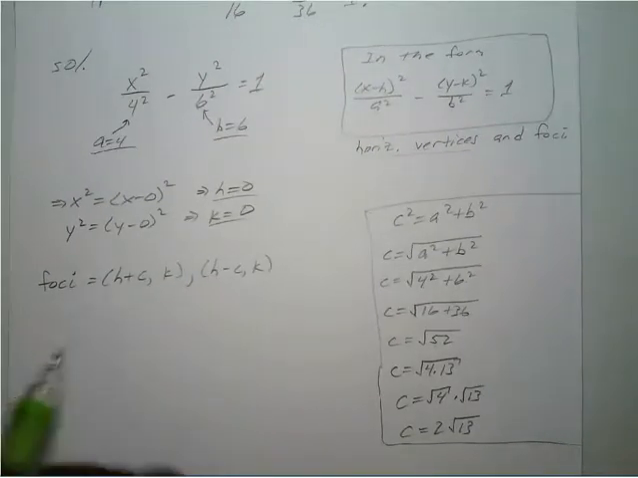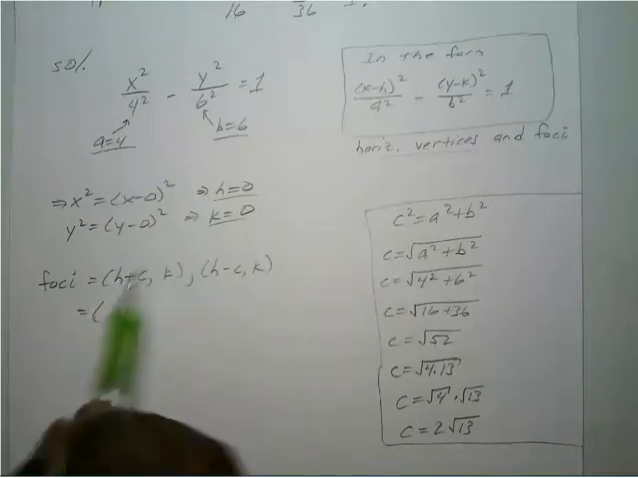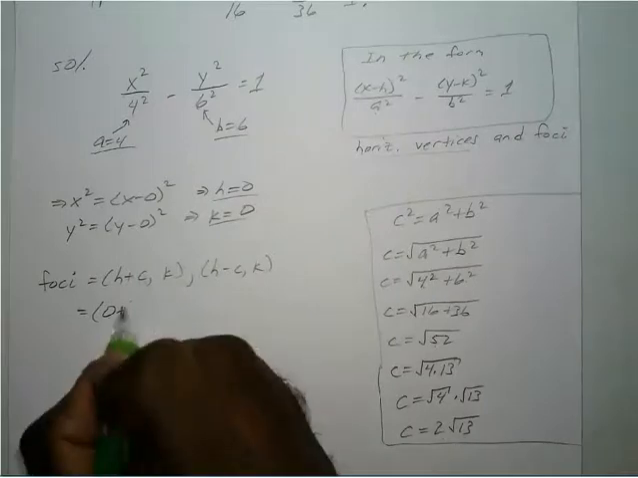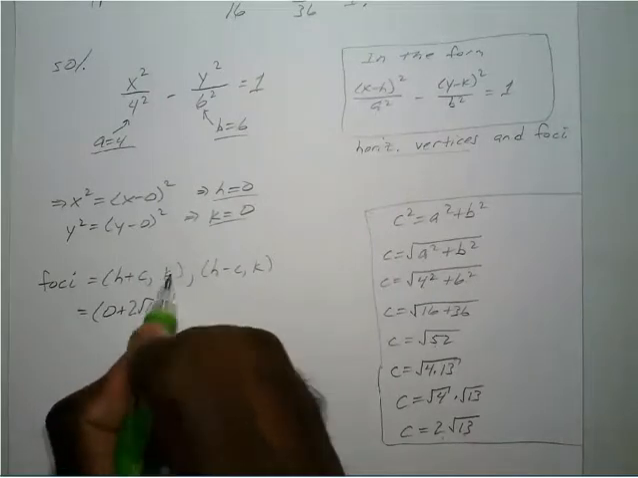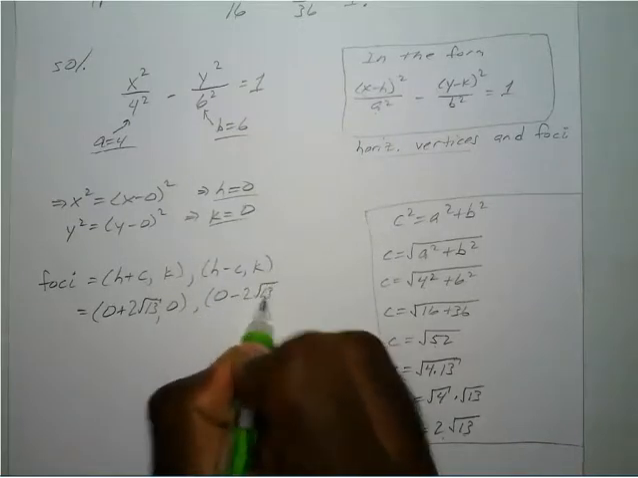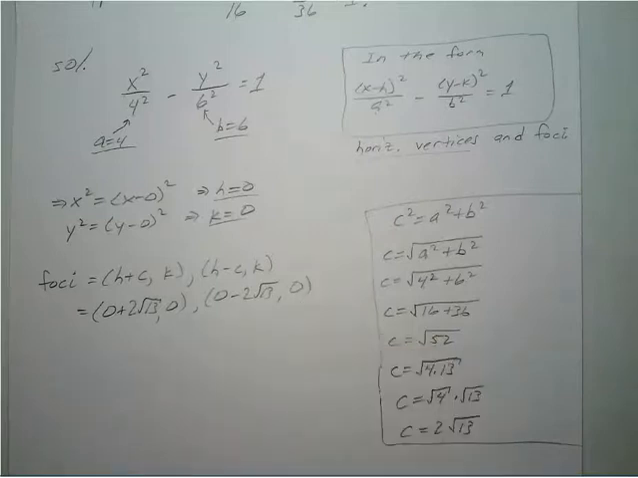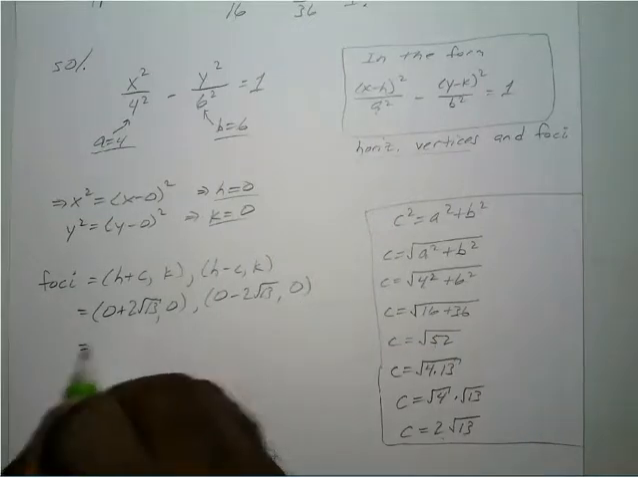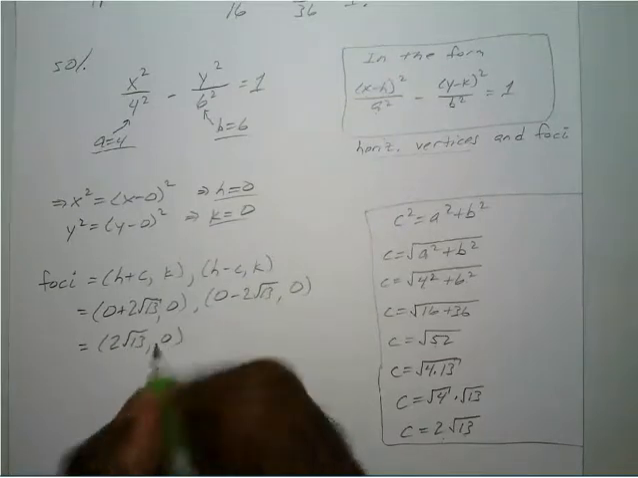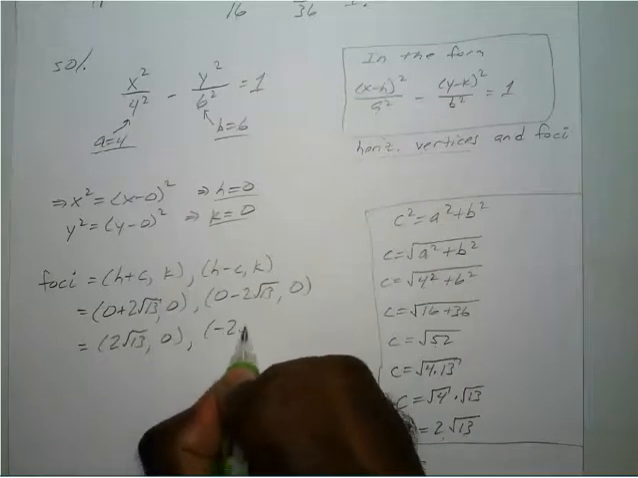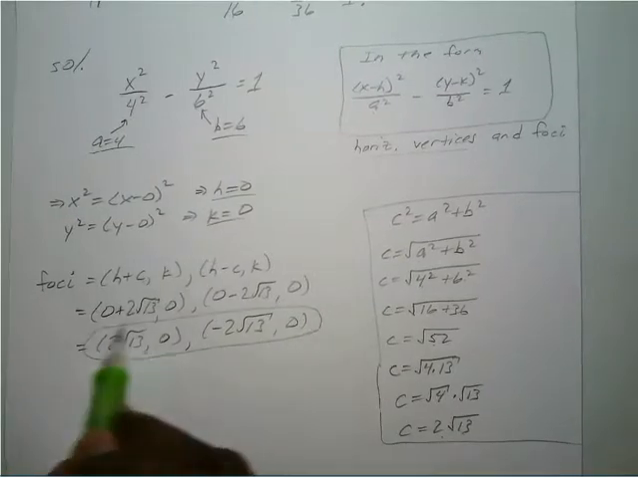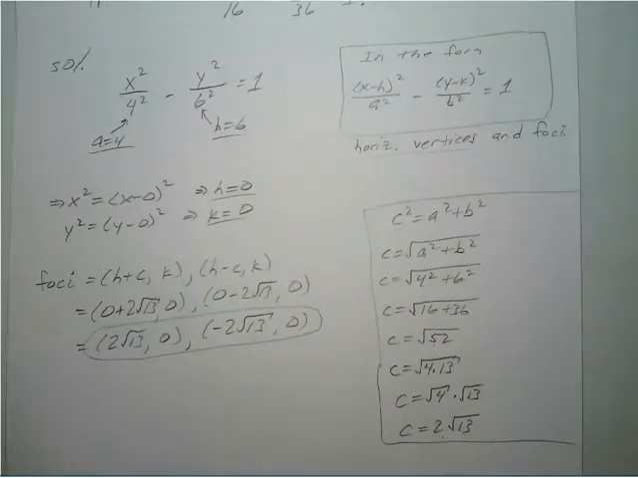Okay, so that means our foci, remember our h is equal to 0 and k is equal to 0. So this is 0 plus 2 square root of 13, k, which is 0, and 0 minus 2 square root of 13, 0. So your foci are (2 square root of 13, 0) and (negative 2 square root of 13, 0). That's the point of each of your foci, or focus points.